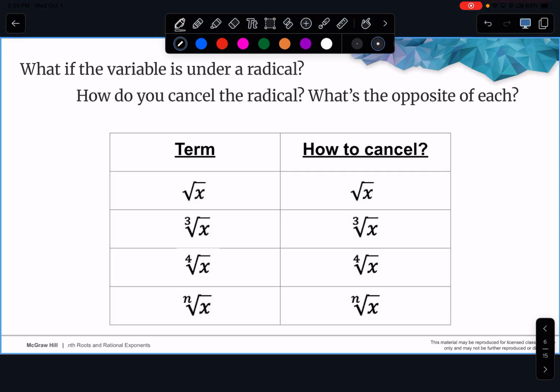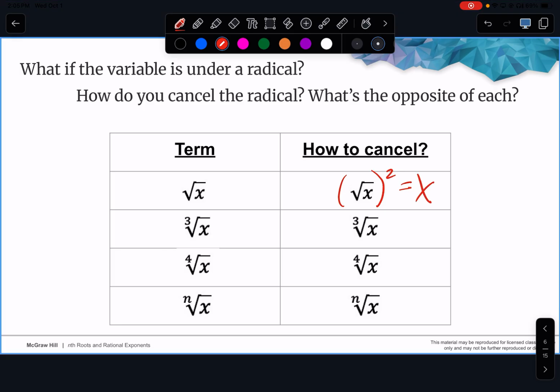Okay, now this isn't in your notes. It's just something we're going to look at together. All right, so the term on the left is what we get. What we're going to show on the right is how we cancel that out. So if I'm talking about the square root of x, how do I cancel out the square root? I take it to the power of what? 2, and that's going to leave me with what?